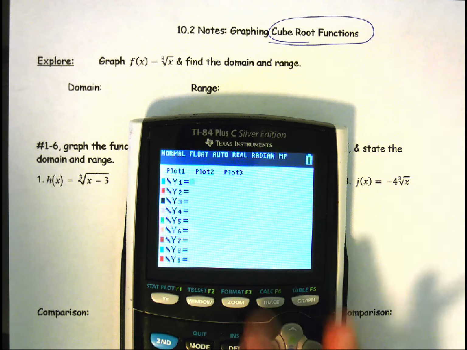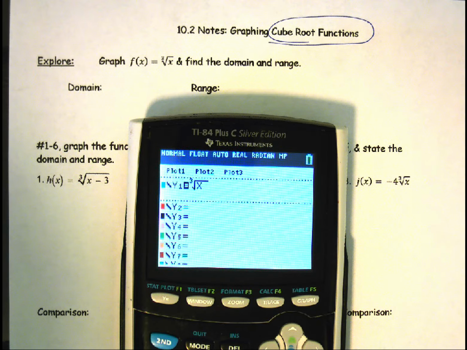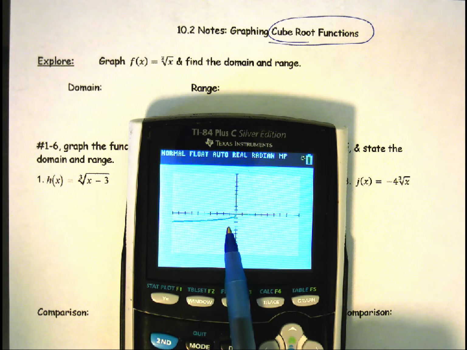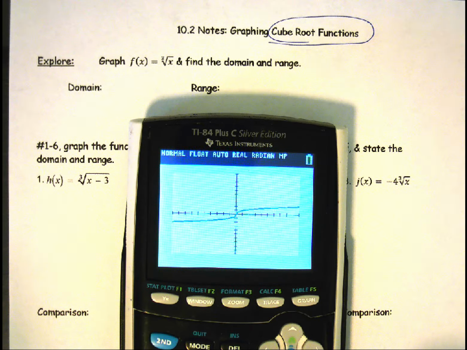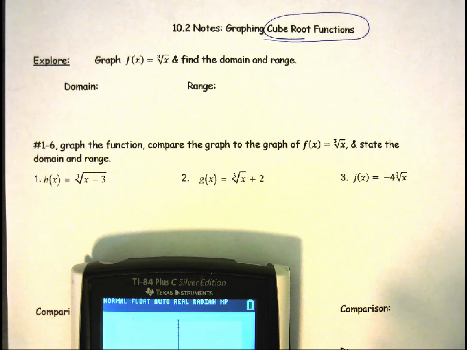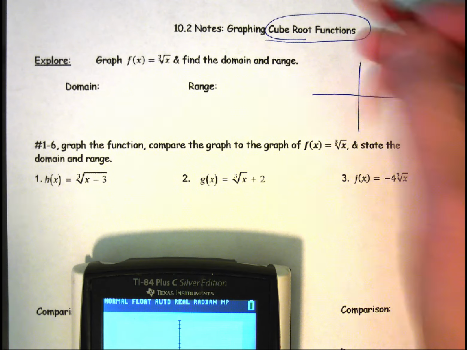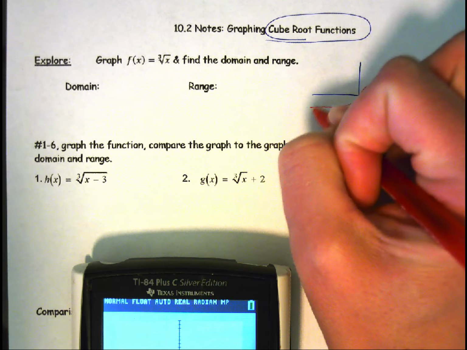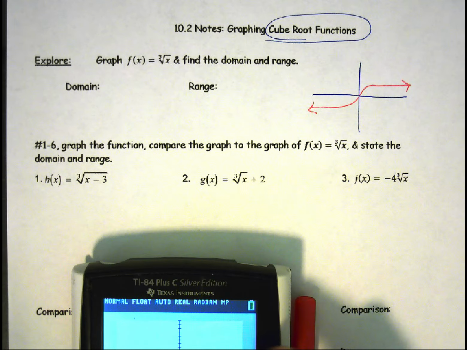So we're going to go math, and then choose cube root, and then put an X in there, and then we'll go ahead and hit graph. You can kind of see it coming along the bottom, and then it turns, and then it goes like this. Okay? So the cube root is kind of an interesting function. Let me just kind of draw a little graph here. So it kind of comes flat along here, and then it goes up, and then it goes like this as well. Okay?